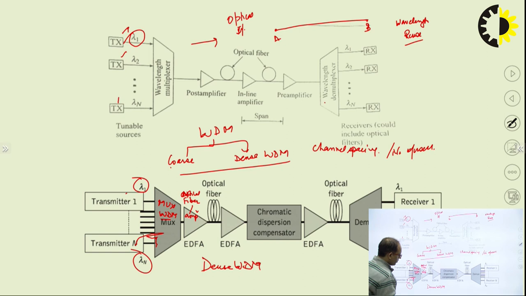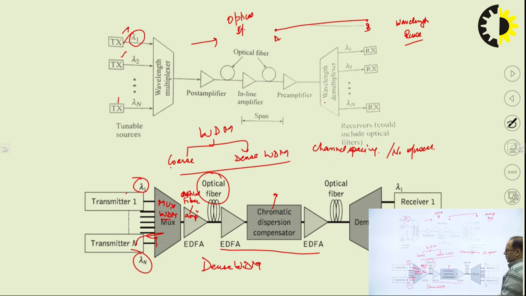And this signal is transmitted over optical fiber. In between, we can also use the EDFA, that is the fiber amplifier, and the chromatic dispersion compensator. This is just to reduce the chromatic dispersion which occurs during transmission over the optical fiber cable. Clear? Similarly, at the receiver side, a demultiplexer will be used, and each receiver has its wavelength corresponding to the transmitter.